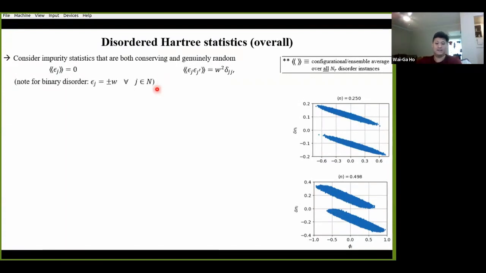So this will also actually include the binary problem that we simulated earlier, where each epsilon J would then assume equally probable values of either plus or minus W. So this general formalism will be useful to us either way. Right.